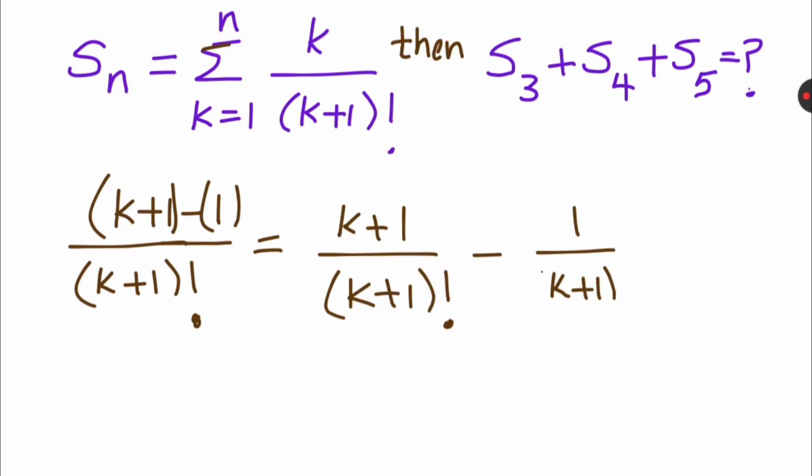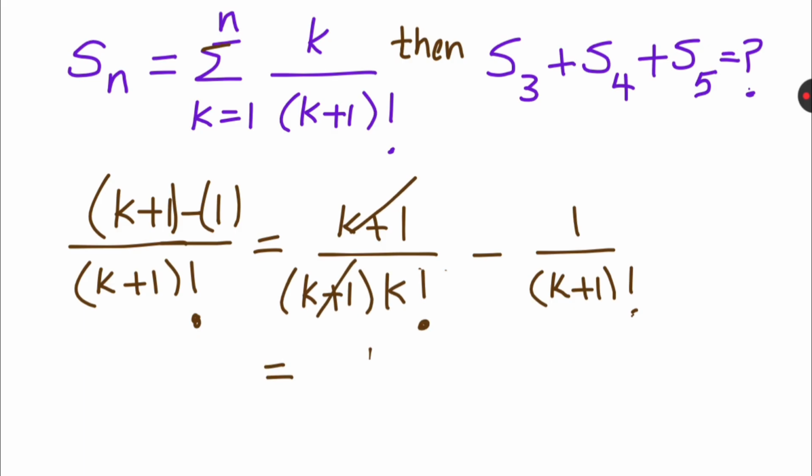factorial, isn't it? This (k plus 1) factorial, how can you write? We can write this as (k plus 1) times k factorial. We can cancel the k plus 1 terms. So finally we can write this as 1 over k factorial minus 1 over (k plus 1) factorial. So actually this is a telescoping series.